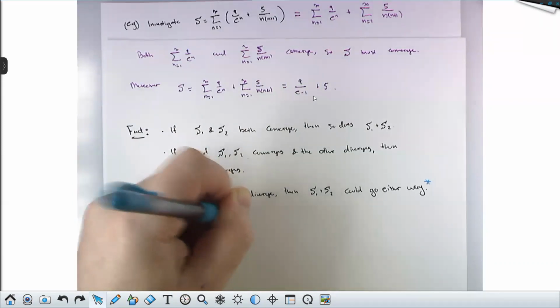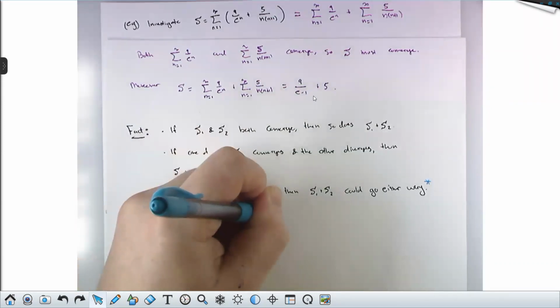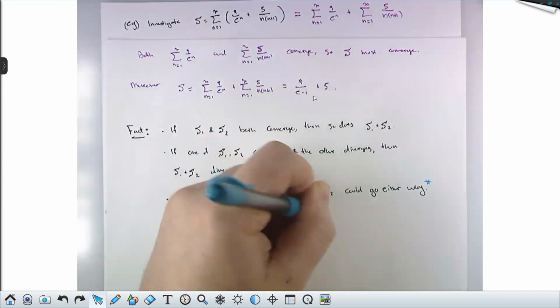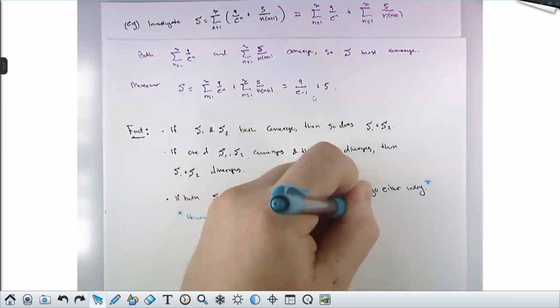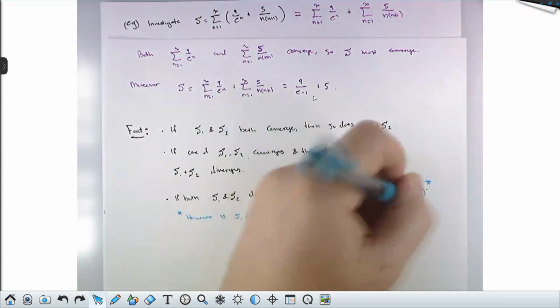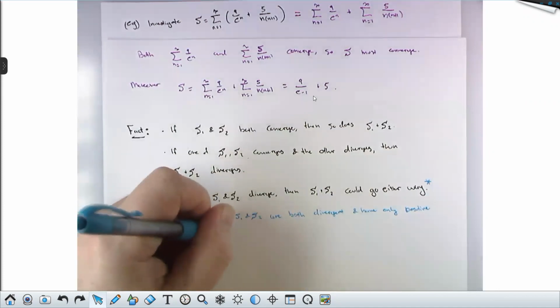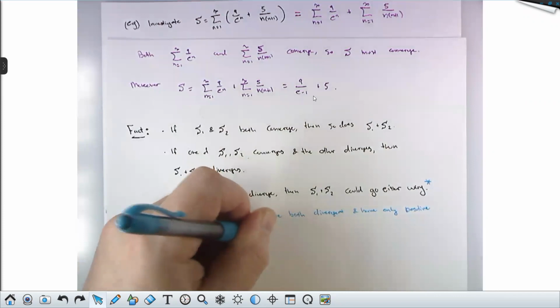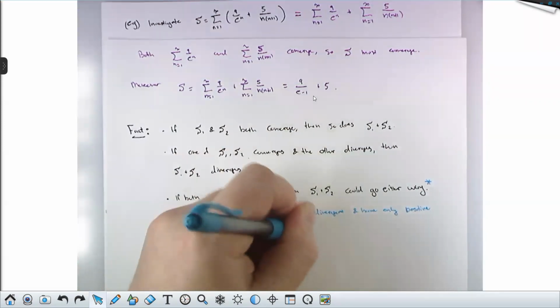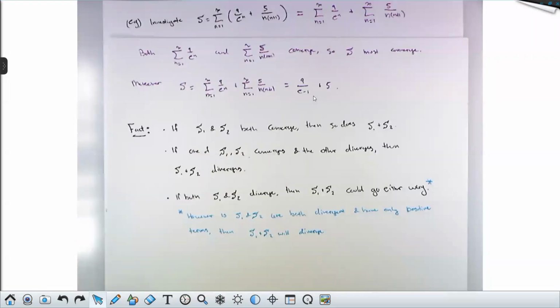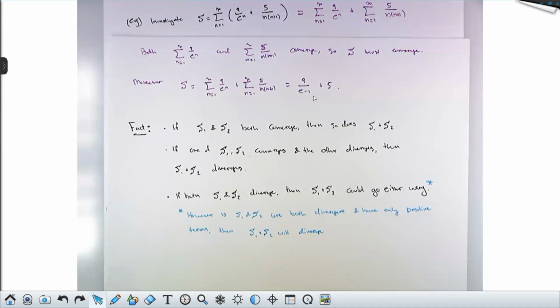if S1 and S2 are both divergent and have only positive terms, then S1 plus S2 will diverge. The idea there is that positive infinity plus negative infinity is an indeterminate form, but positive infinity plus positive infinity is definitely just positive infinity.